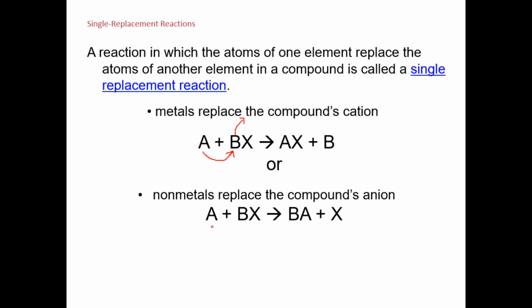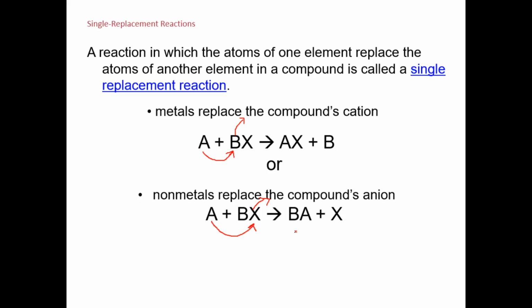However, if A was a non-metal, then instead of replacing B, it's going to replace the non-metal. So in a compound, we have a metal bonded to a non-metal typically. And so if we have a non-metal coming in, it's going to want to replace what's most similar to it. So the non-metal will replace the non-metal. And so in this form, A replaces X and X is off by itself. So B was with X, but A comes in and replaces X, and then B is with A.